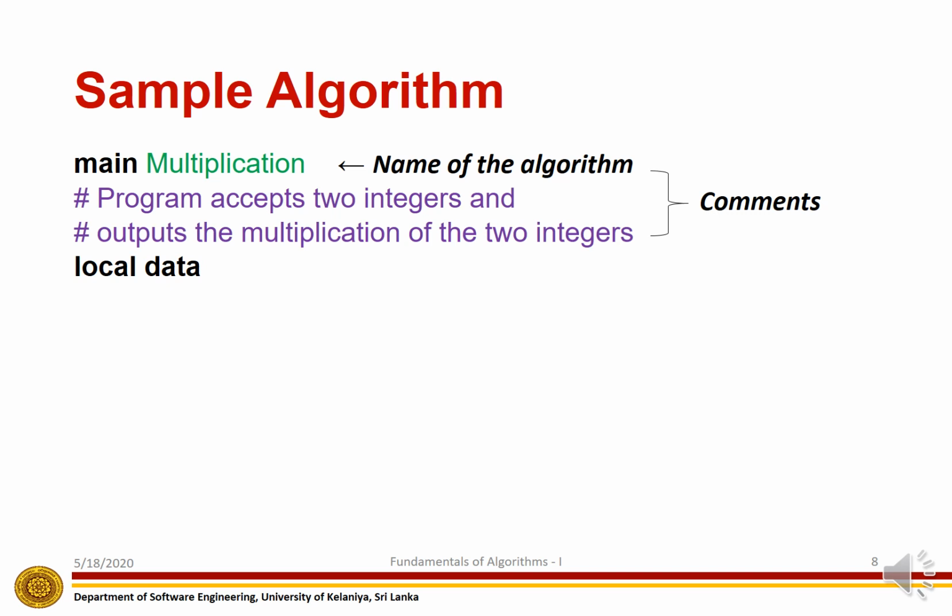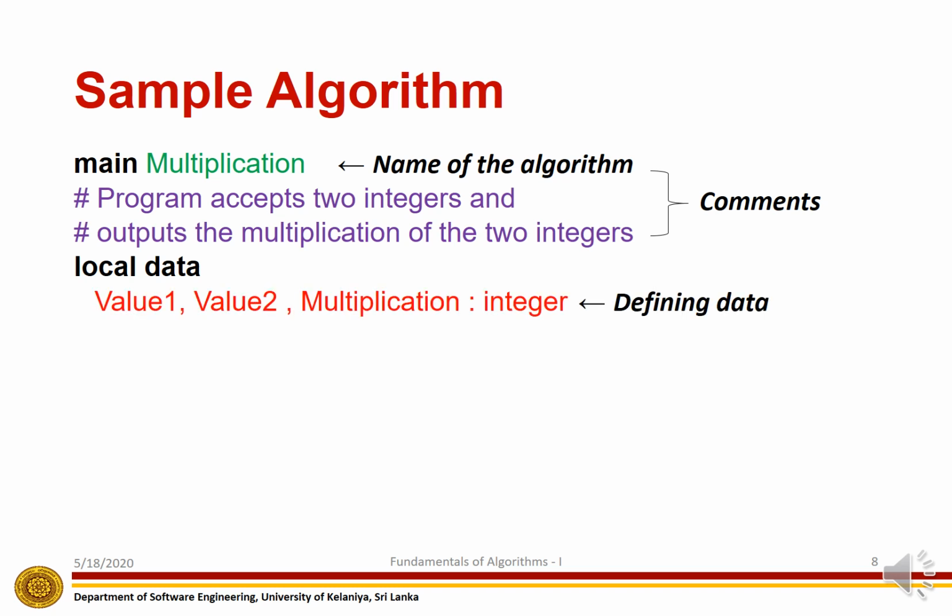Next, local data. It means variables that we are going to use in the programming. We have two inputs, value 1 and value 2, and one output, multiplication. Then I have given the data type as integer. Integer is a data type we use in programming to indicate numbers.